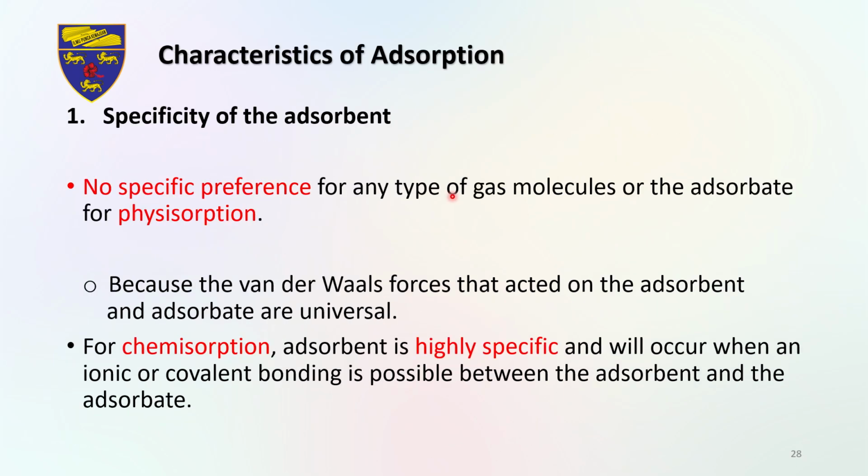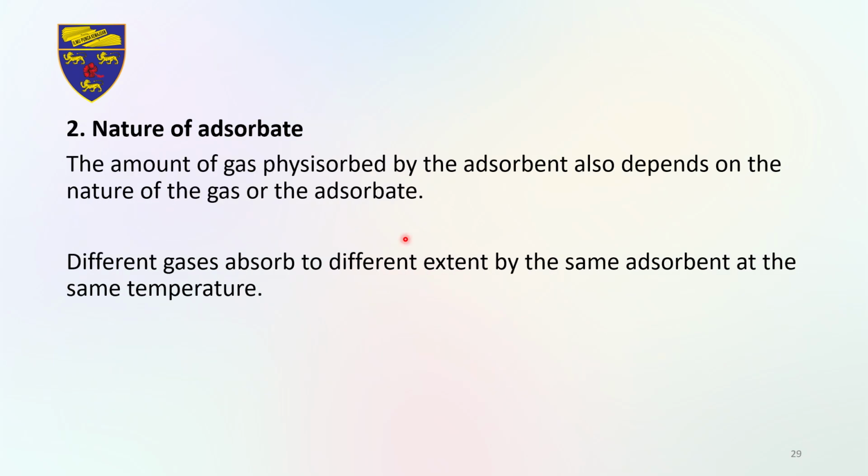Now let's look into some of the characteristics of adsorption. First, the specificity of the adsorbent. Physisorption has no specific preference for any gas because van der Waals forces are universal, while chemisorption, however, is highly specific. It only occurs if the right chemical bonding is possible.